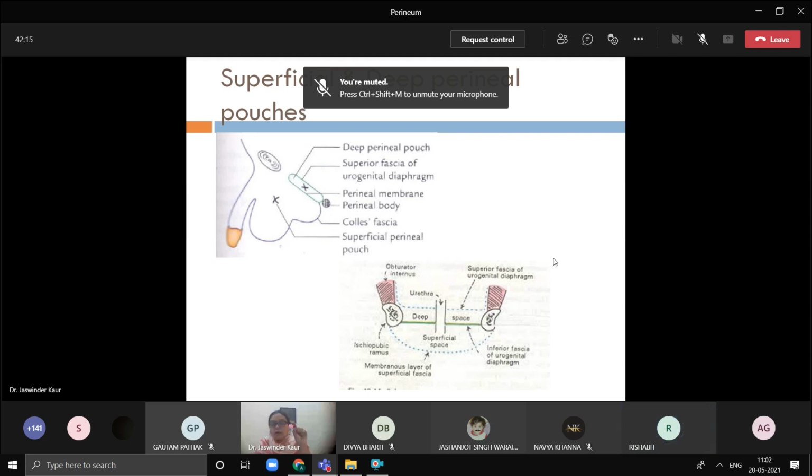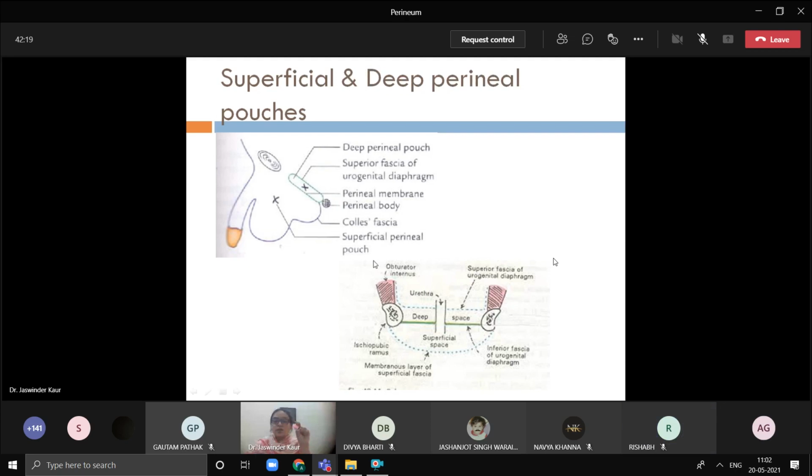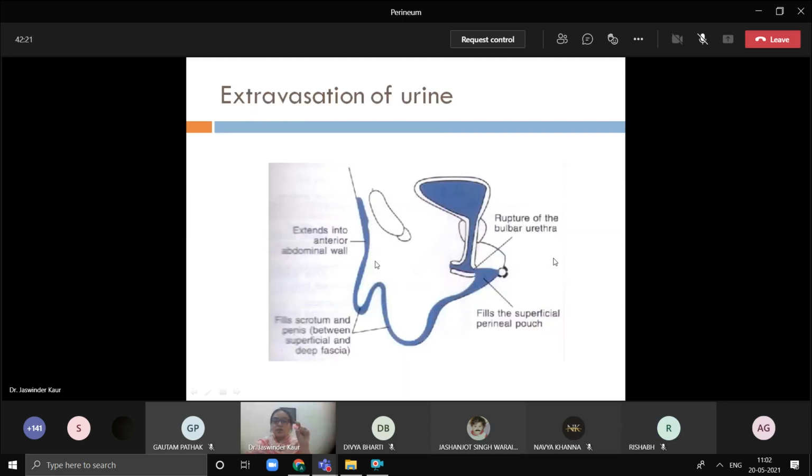Urogenital diaphragm, I will tell you. So now next we will discuss the urogenital diaphragm. The extravasation of urine we have already done. Dr. Anjana has also discussed the extravasation of urine, and I have also discussed the extravasation of urine in relation with the lower limb. So this is clear to you, right?